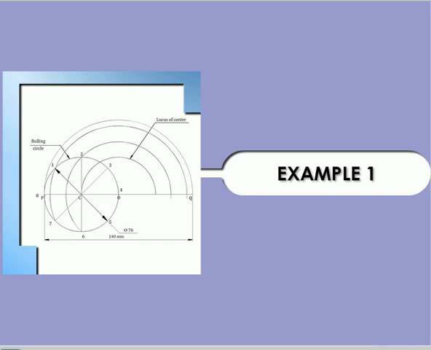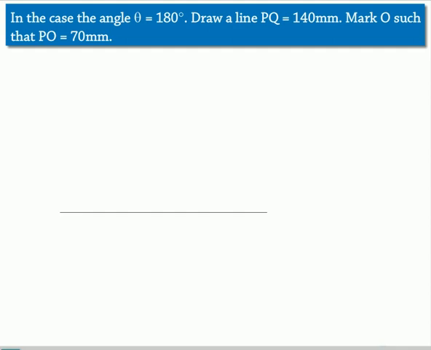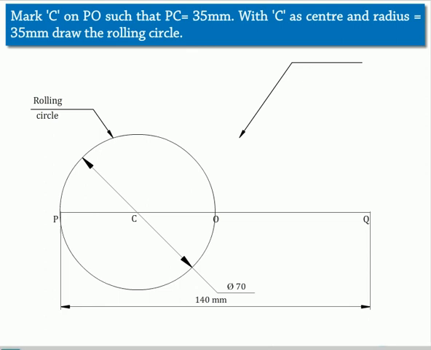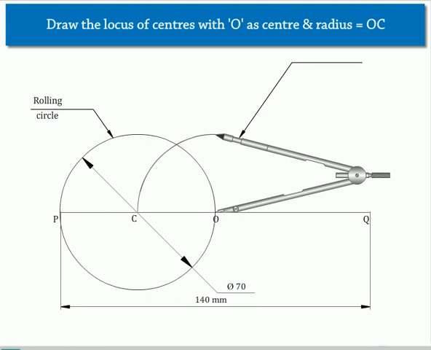Example problem. In this case, the angle theta is equal to 180 degrees. Therefore, draw a line PQ equal to 140 mm. Mark O such that PO is equal to 70 mm. Mark C on PO such that PC is equal to 35 mm. With C as center and radius 35 mm, draw the rolling circle. Draw the locus of centers with O as center and radius equal to OC.